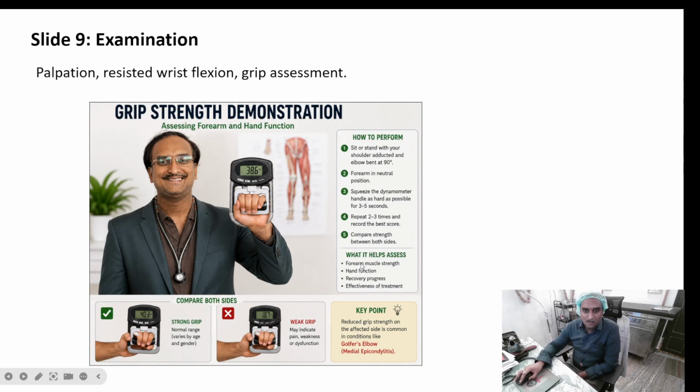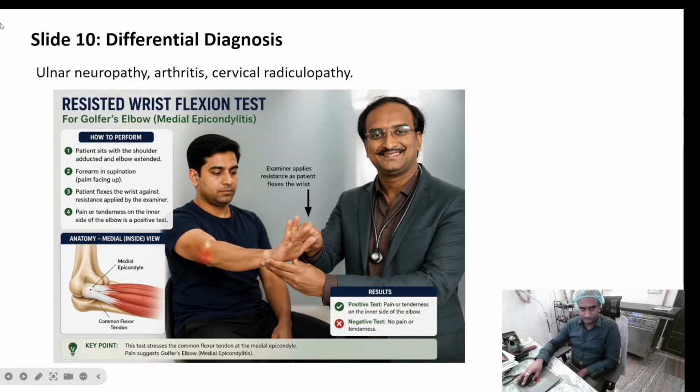Okay. What it helps assess: forearm muscle strength, hand function, recovery process, effectiveness of treatment. This is a strong grip. Normal range varies by age and gender. And this is the weak grip, which may indicate pain, weakness, or dysfunction. There is a separate chart for the measurement. So key point: reduced grip strength on the affected side is common in conditions like golfer's elbow, medial epicondylitis. Differential diagnosis: ulnar neuropathy, arthritis, cervical radiculopathy.